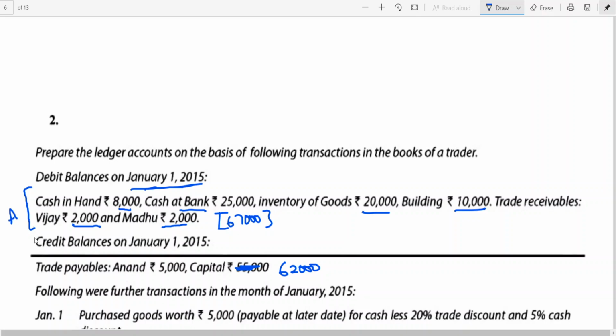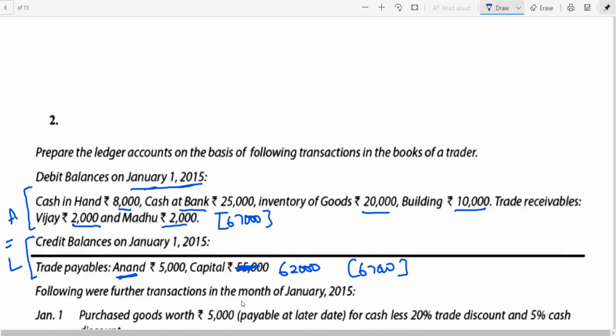Assets must be equal to liabilities, no? Assets total you can see: 8 plus 25 is 33, 53, 63, 67. Here we have 5,000 payable, trade payable. Anand, meaning the amount due to Anand, is a creditor. Creditor is called trade payable. But capital 55; capital has to be 62, or some other information is missing. We are assuming the capital is 62. Now 62 plus 5, it will become how much? 67,000. Now we can say debit is equal to credit.